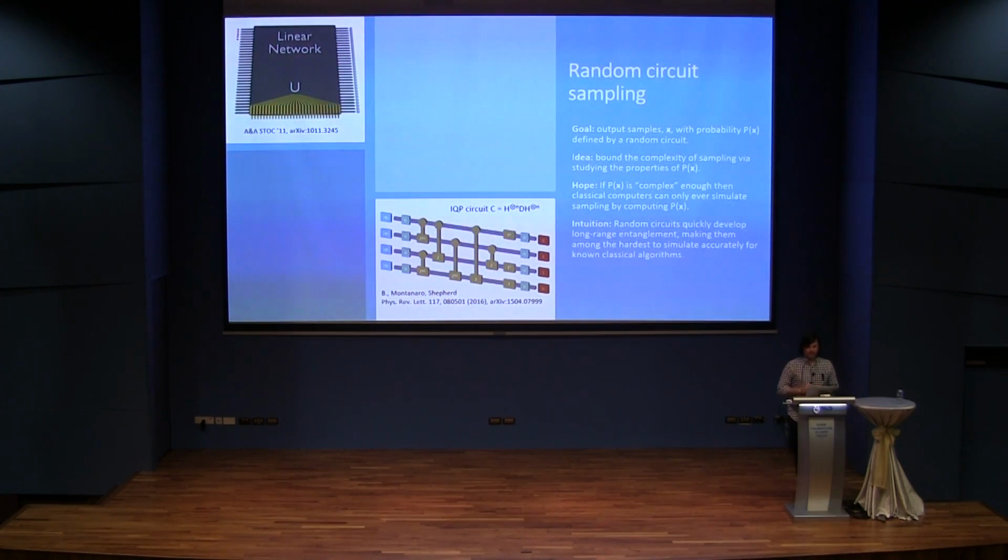The general hope is that if p of x is complex enough, then classical computers can only ever simulate sampling by directly computing p of x. And so we're trying to come up with a set of problems for which the only really viable classical strategy is to actually compute p of x, but that p of x is going to be a really hard problem. The intuition as to why this is possible and why it's possible in random circuits is that random circuits quickly develop long-range correlations in a way that others don't do it. What's really important about this is they do so in an unstructured way. You can have long-range correlations which are very structured, which are very easy to simulate. A good example would be the sorts of things that appear with Clifford circuits.